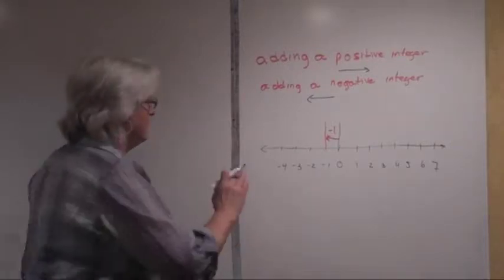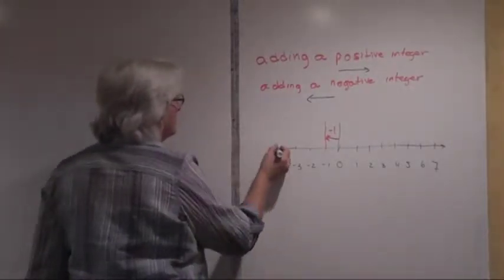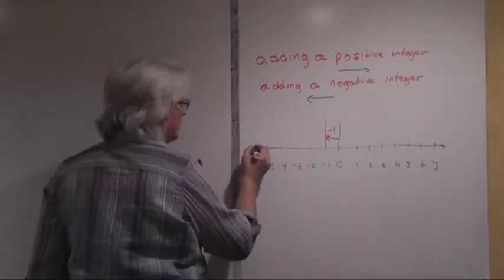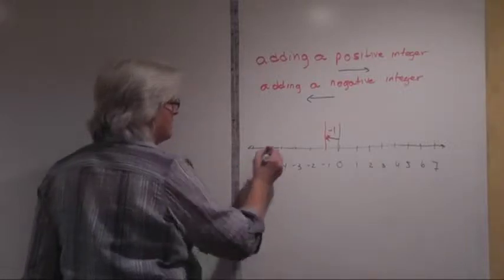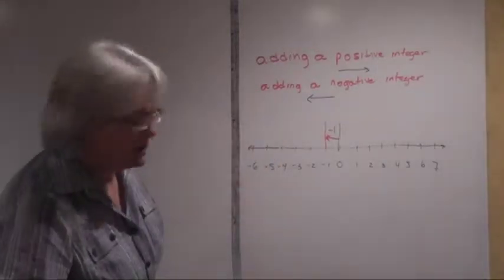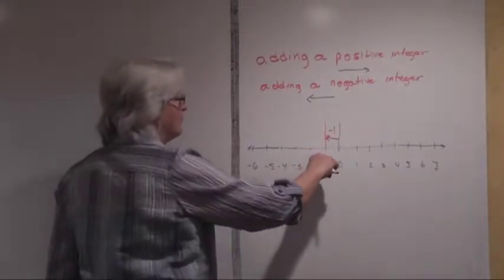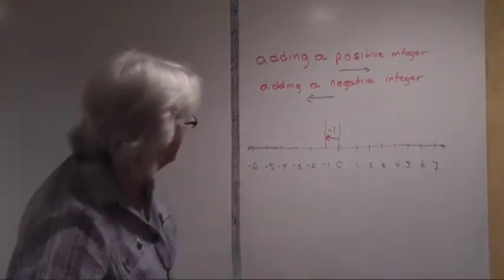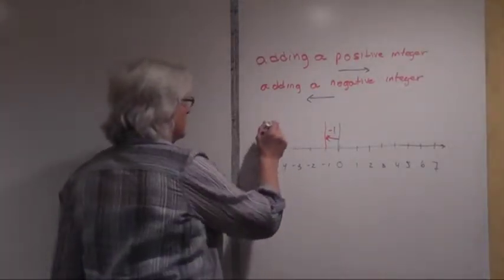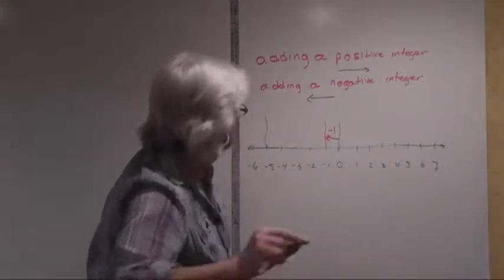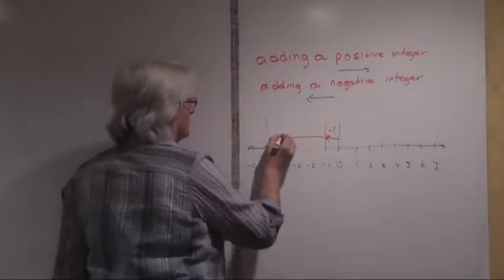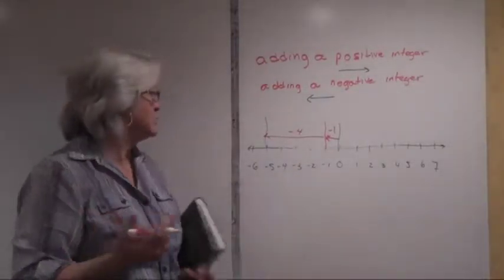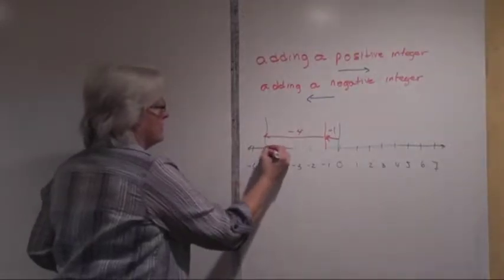Let me go ahead and add a couple more integers here, because we already know that negative 1 and a negative 4 is equal to a negative 5. So we're starting here, and we're going to go 4 units to the left. 1, 2, 3, 4. So what this illustration is showing us is that we end up at negative 5.